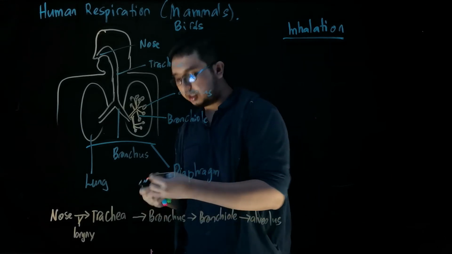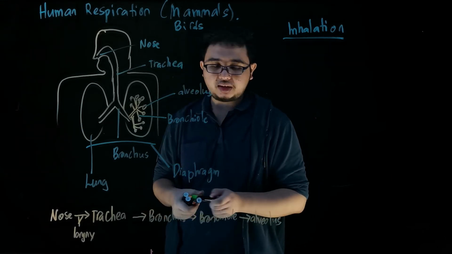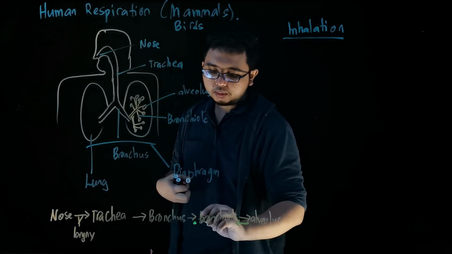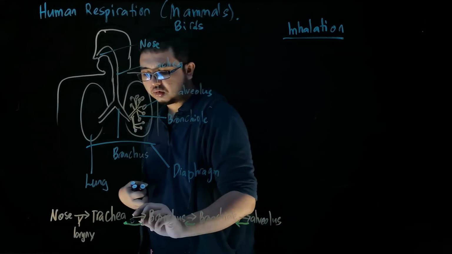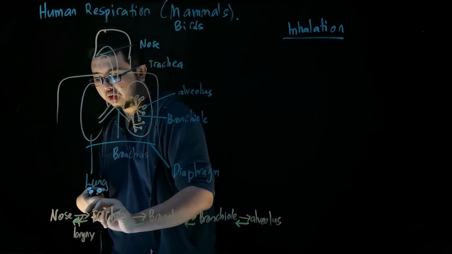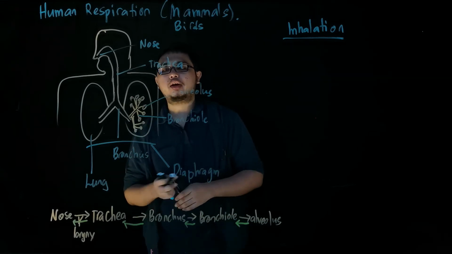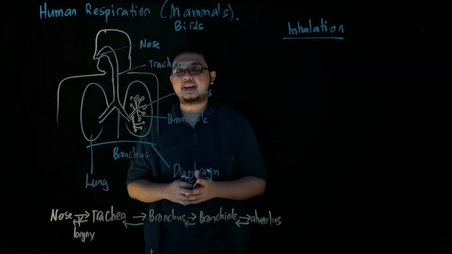This is for oxygen. For carbon dioxide passage, it's just a reverse process. So from alveolus down to bronchiole, bronchiole to bronchus, bronchus to trachea, trachea to nose, and then back to the environment. Now, here we're going to talk about the mechanism of inhalation.